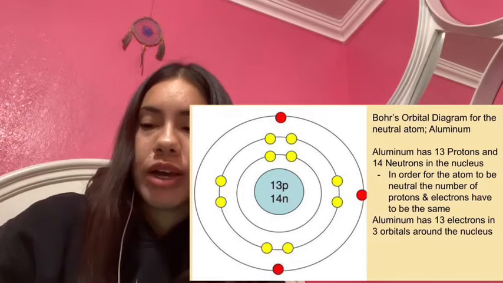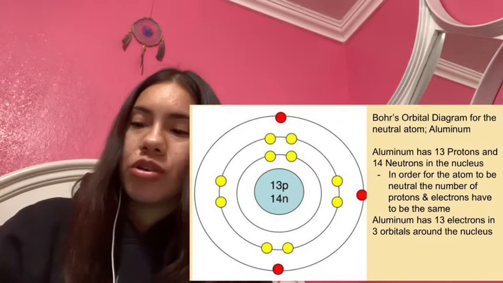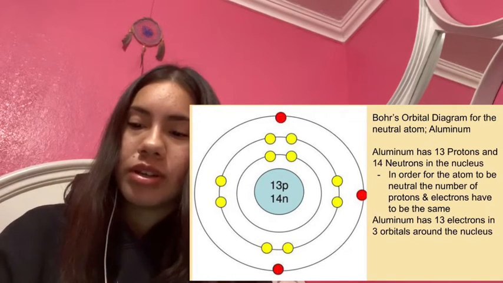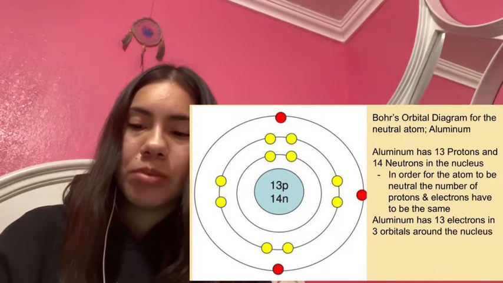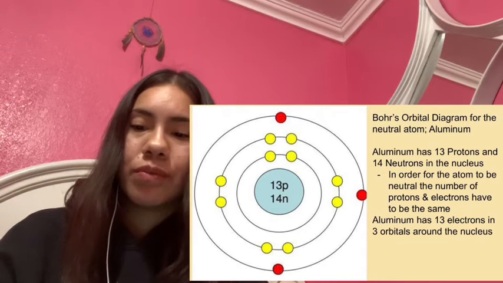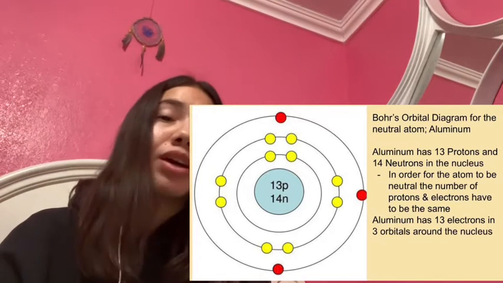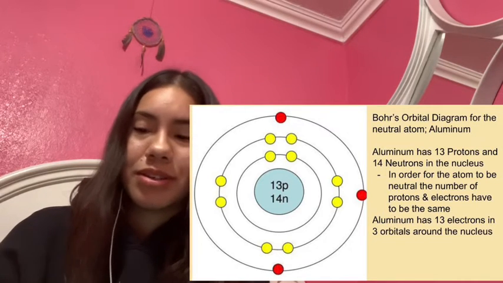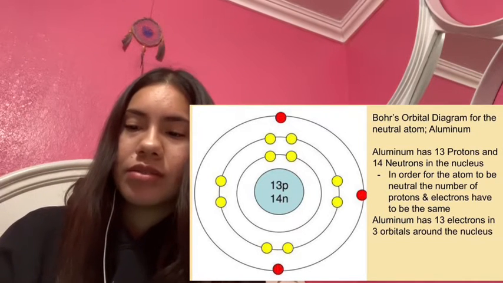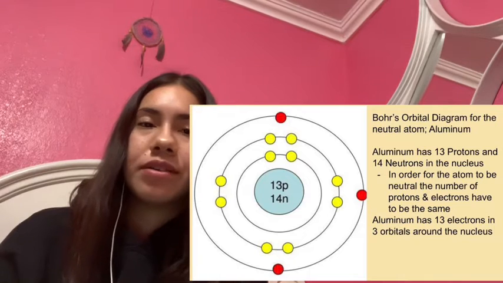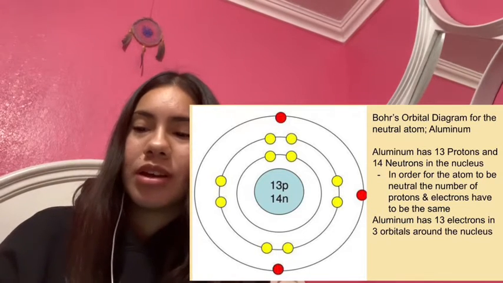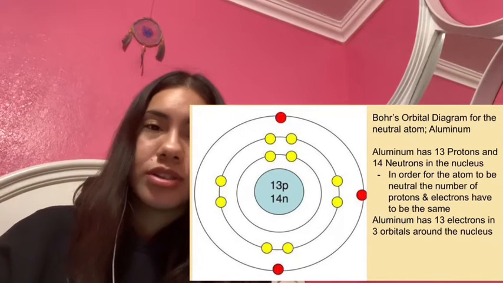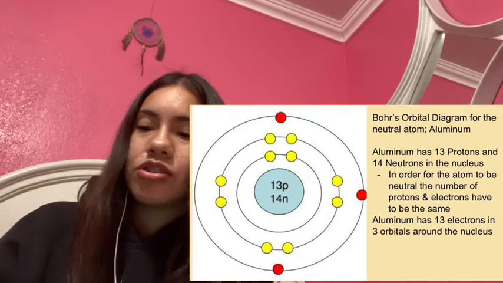So here we have Bohr's orbital diagram for the neutral atom aluminum. Aluminum has 13 protons and 14 neutrons in the nucleus. And we see here the 13p and 14n in the middle in a blue circle, and that represents the nucleus, and it's in the center. It has to be in the center. And since this is a neutral atom, the number of protons and electrons have to be the same.